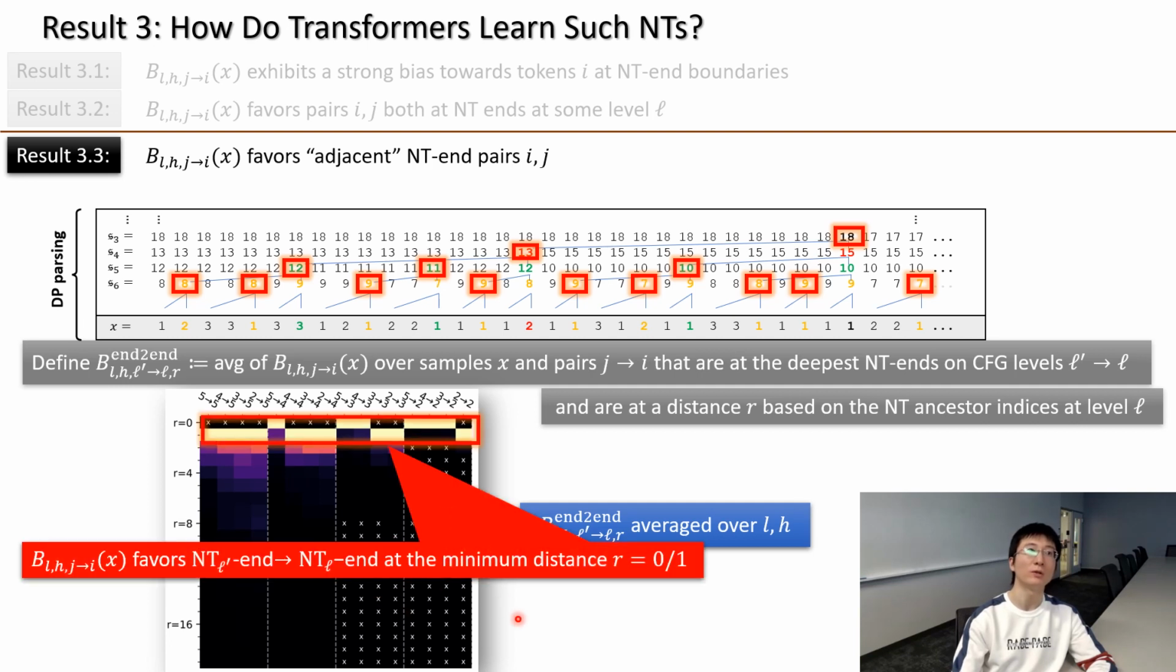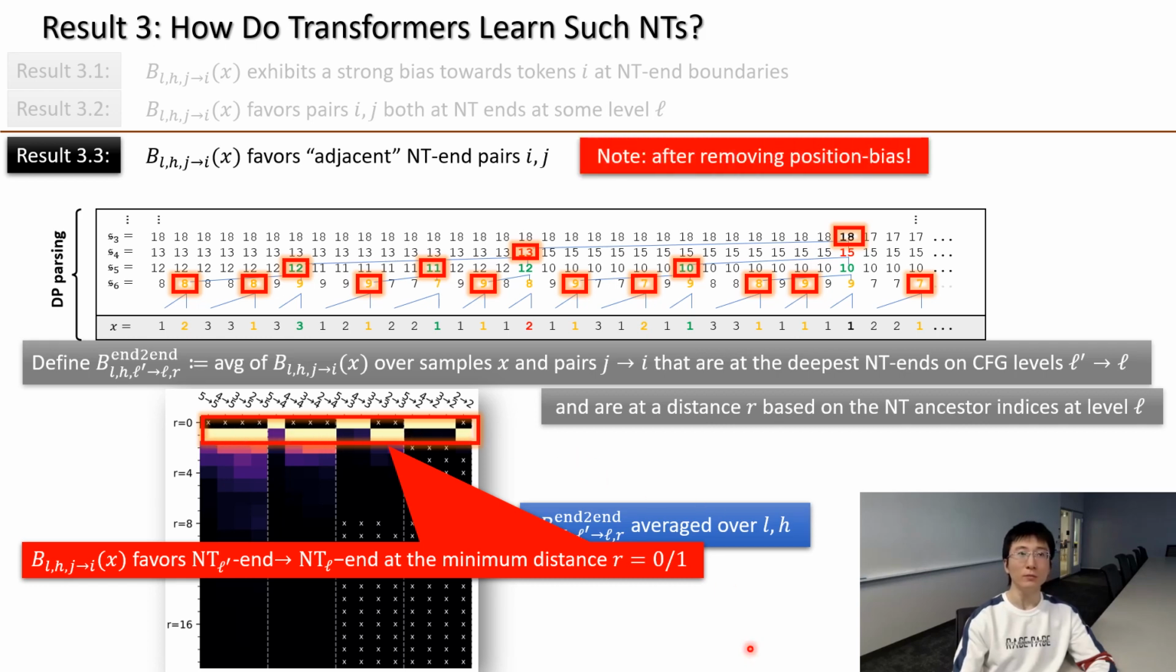But the most important message here is on these two rows. You can look at here and conclude that the b values really favor those NT-ends to NT-ends. Maybe the NT-ends are at different levels, but no matter how different they are, the b values really favor them that are at the minimal possible distance. So if the minimal possible distance is 0, then it favors that at 0. But if the minimal distance is 1, then it favors that at 1, and so on.